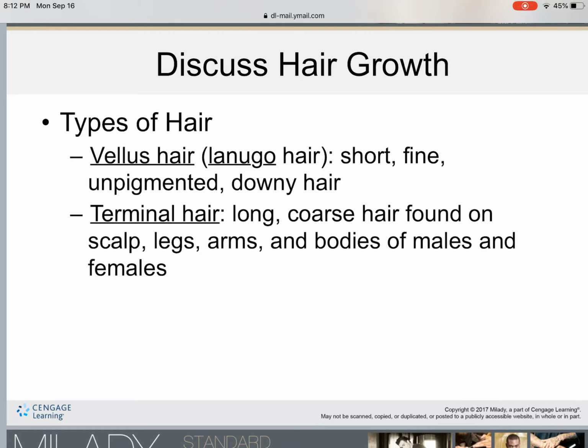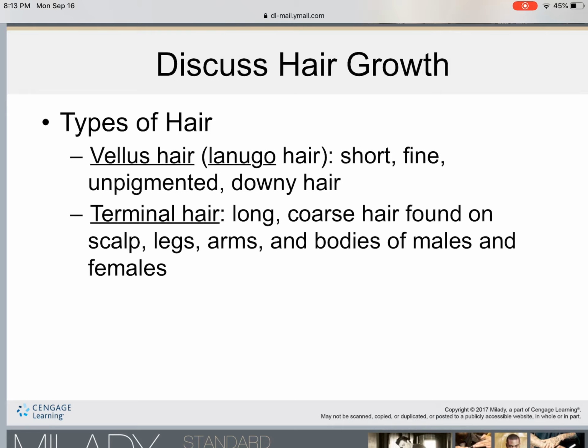Terminal hair is the long, coarse hair found on the scalp, legs, arms, bodies of males and females. Hormonal changes during puberty cause some areas of fine vellus hair to be replaced with thicker terminal hair. All hair follicles are capable of producing either vellus or terminal hair, depending on genetics, age, and hormones. In male pattern baldness, that's androgenic alopecia, the follicles stop making terminal hair and revert back to producing the vellus type.